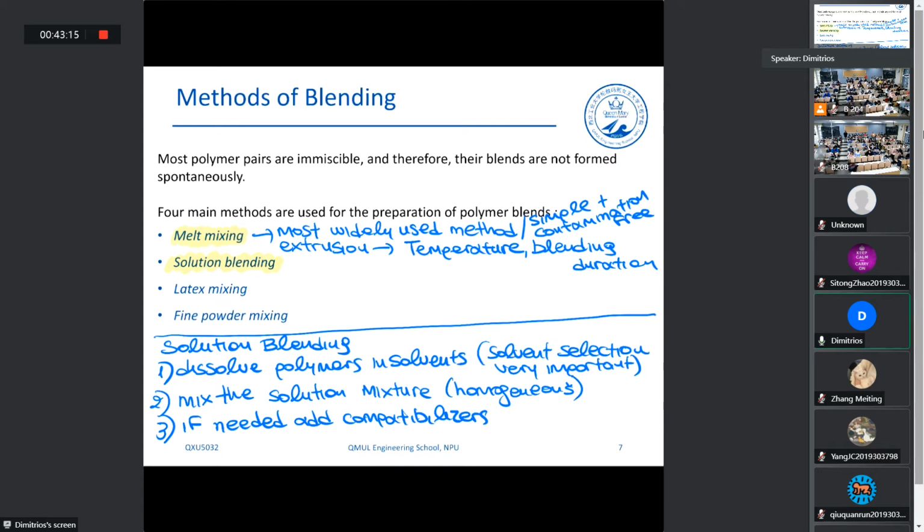Compatibilizers, as we will see later, are substances that can help make an immiscible polymer blend miscible, okay? We will see how these materials do that. And finally, obviously, we need to remove the solvent. This is very important, and complete removal should be ensured.